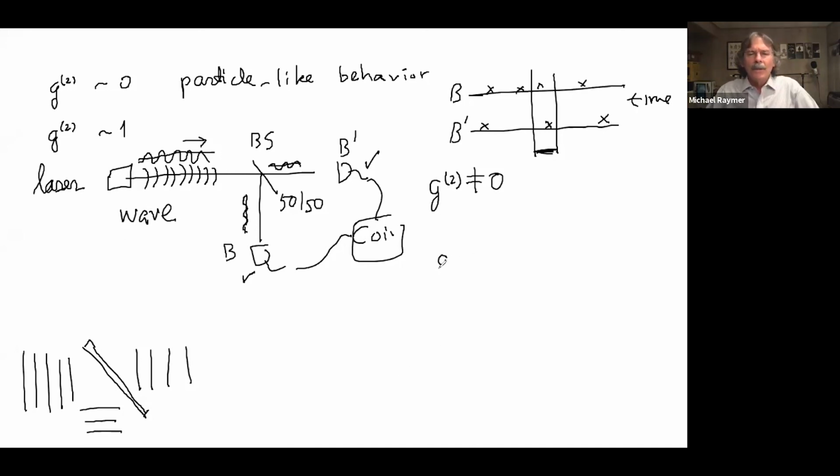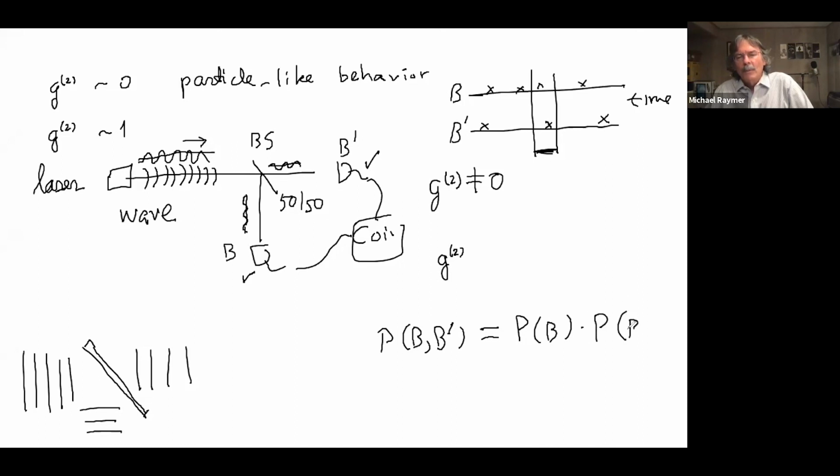Turns out that when you do this, G2, there was a question about the joint probabilities. It turns out in this case, the probability for B and B prime equals the probability for B times the probability for B prime. That's because these are independent events. And for independent events, you just multiply the two probabilities. Now, if you put that into the formula, you get G2 equals 1. And that's exactly what one observes in that experiment.